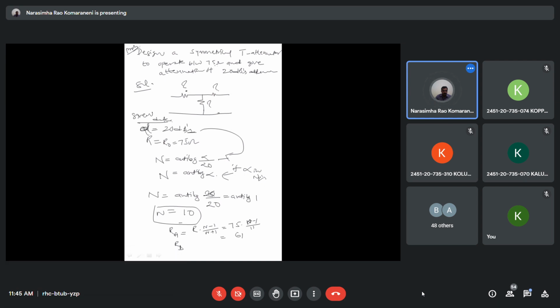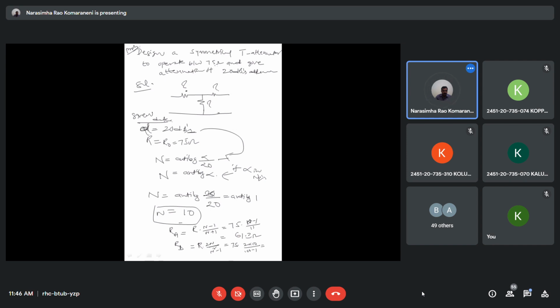Okay, similarly, 61.3 are the units, ohms. What about RB? How will you find out RB? What is the equation for this RB? RB equal to R into 2n divided by n square minus 1. Good. Again, substitute this. R value is 75 and 2 into 10 divided by n square minus 1.